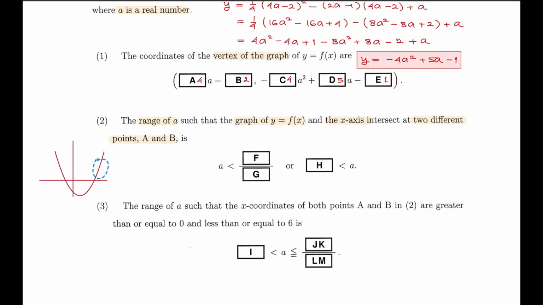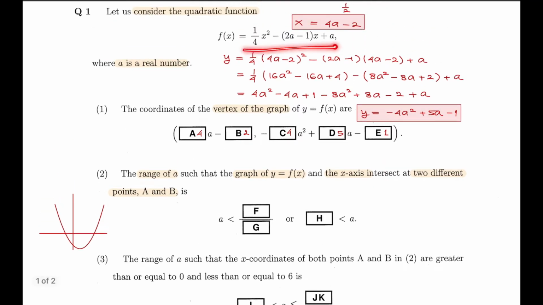Inilah gambar grafiknya secara kurang lebihnya seperti itu. Nah, karena grafik kita memotong sumbu X di 2 titik, maka B kuadrat min 4AC, which is the discriminant of the quadratic function, must be greater than 0. Jadi untuk mengetahui range of A, such that the graph y equals to fx and the x-axis intersect at two different points A and B, we can use the condition the discriminant of this quadratic equation must be greater than 0.